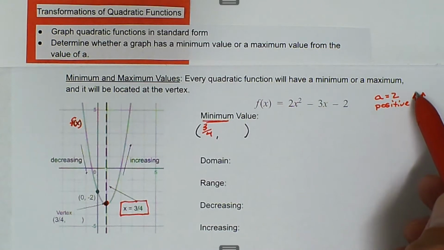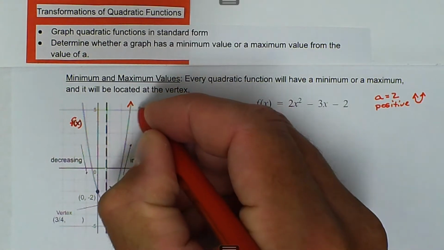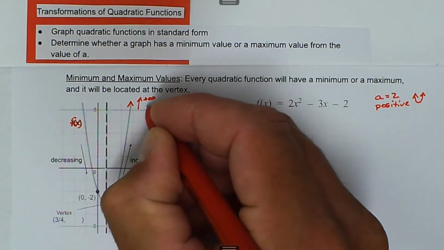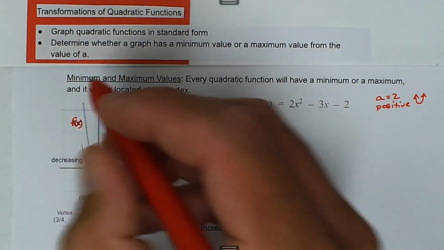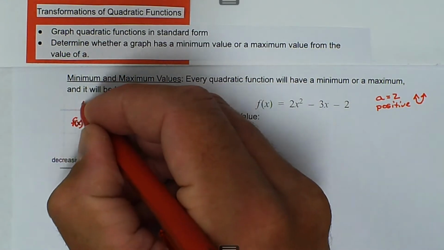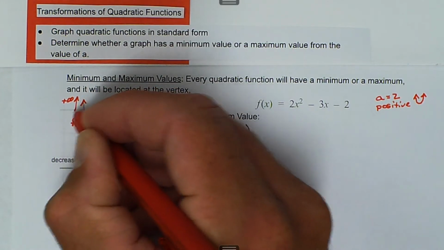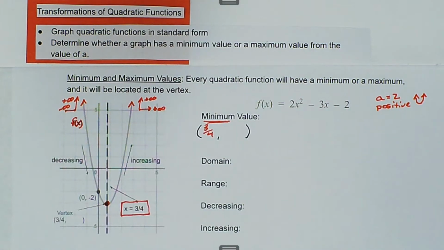So in the positive values, this is going to go to positive infinity. So the y is going to go to positive infinity, and the x is also going to go to positive infinity. And on this side, the graph is going to go to positive infinity in the y direction and negative infinity in the x direction. And that's going to help us out when we're talking about our domain and range.